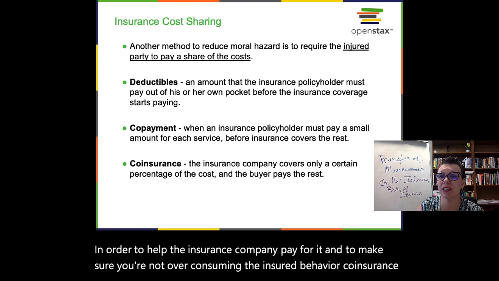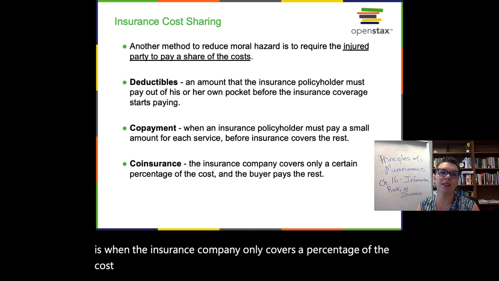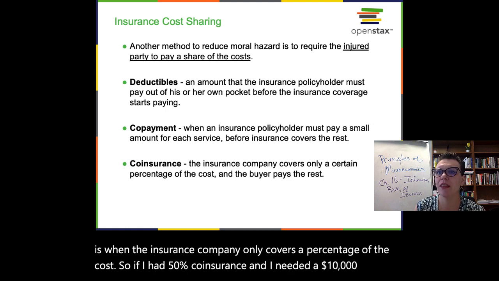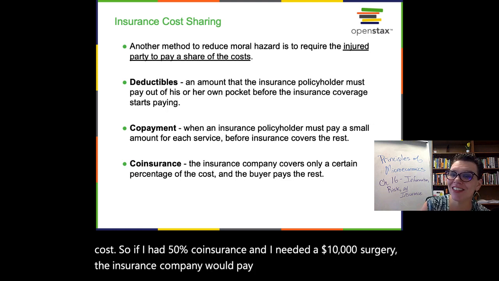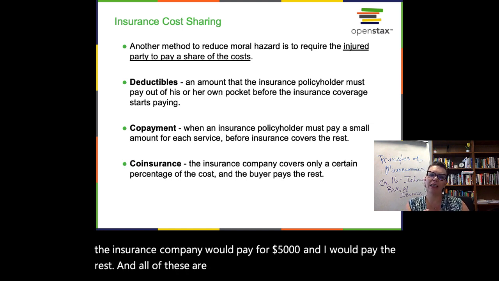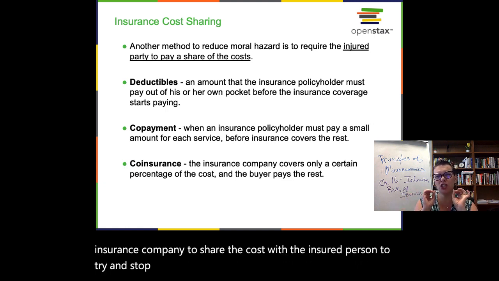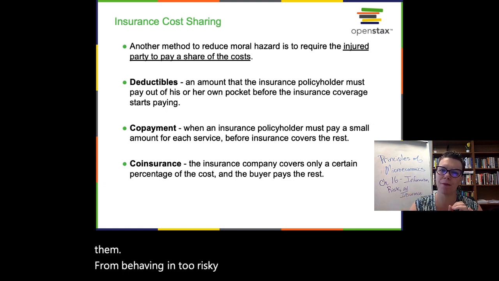Co-insurance is when the insurance company only covers a percentage of the cost. So if I had 50% co-insurance and I needed a $10,000 surgery, the insurance company would pay for $5,000 and I would pay the rest. And all of these are just different ways for the insurance company to share the cost with the insured person to try and stop them from behaving in too risky of a way.